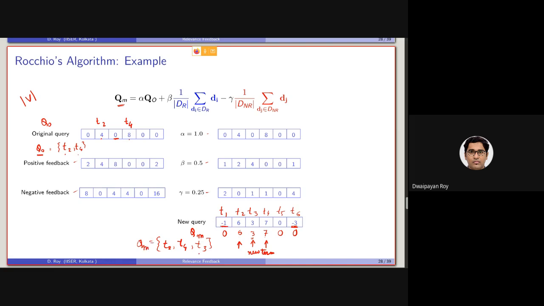So what we are doing is adding this term into the query. More formally, we are expanding the original query with this additional term. This is also called an expanded query.